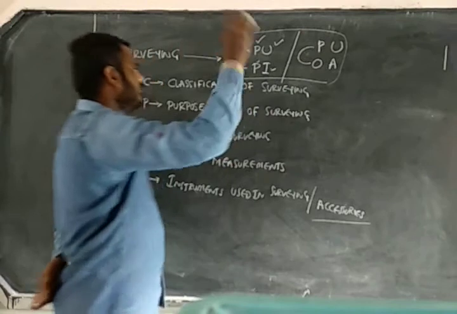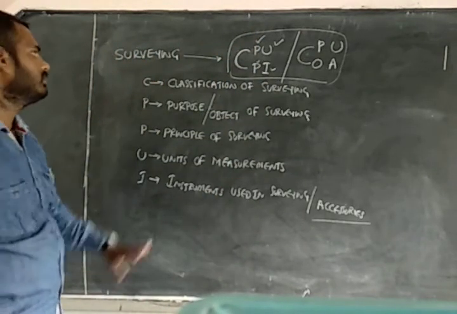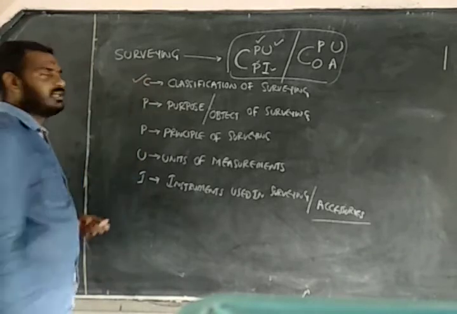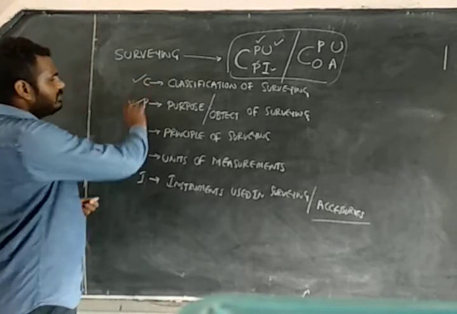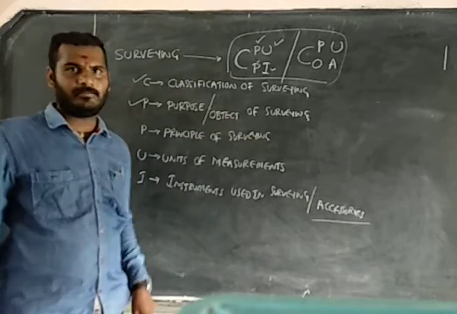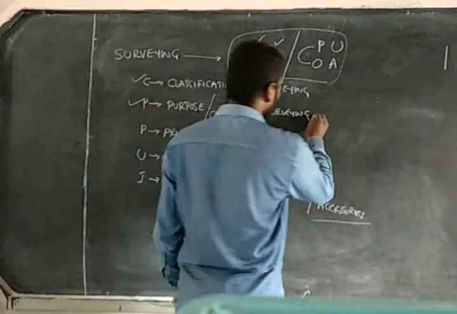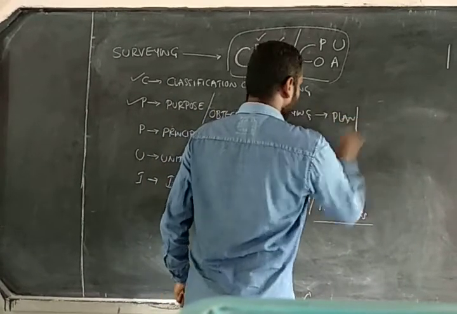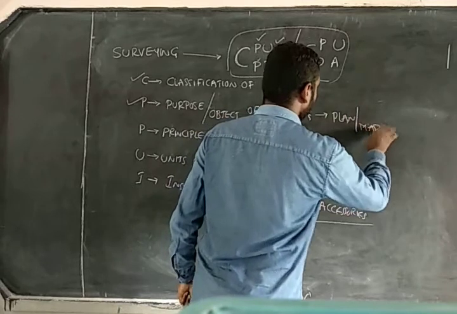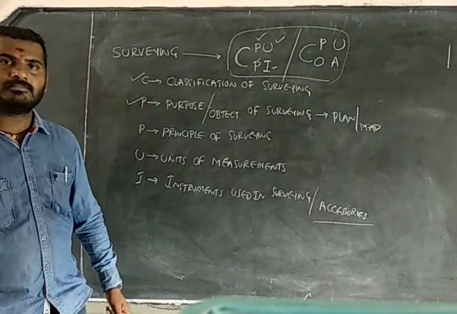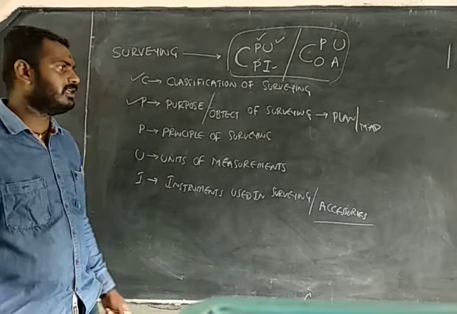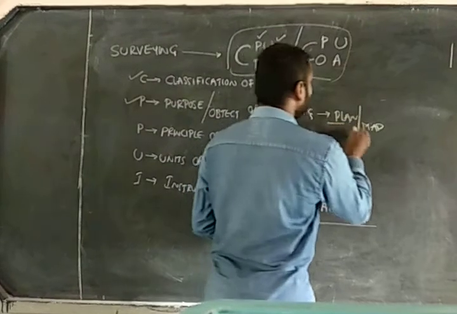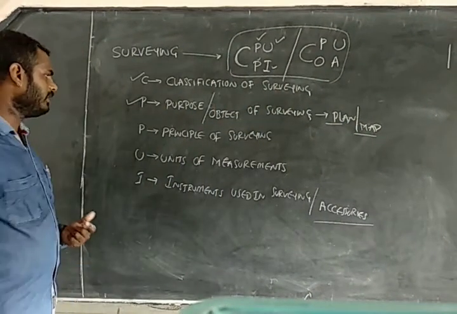So these are the major things on which all surveying depends. Any type of surveying depends on this only. See, classification of surveying is completed. We just completed this particular part. The first P is the purpose or object of surveying, which is to prepare a plan or a map. That map may be a military map, a geological map, a hydrographic map, any type of map, a road network map, anything. So to prepare a plan or map is the object of surveying.